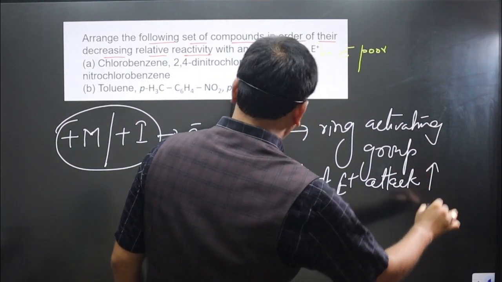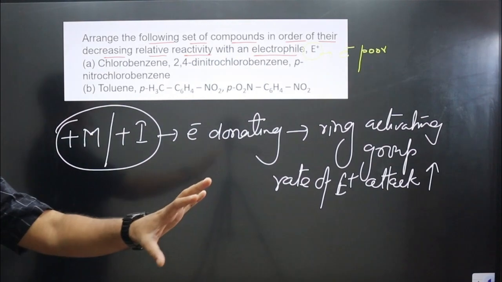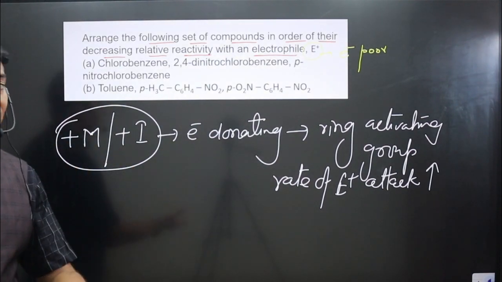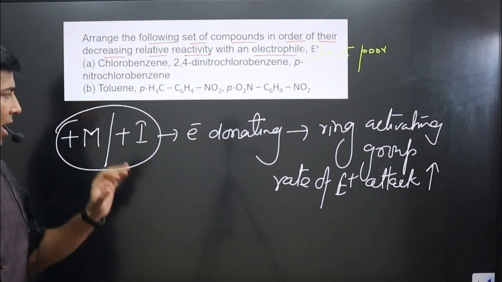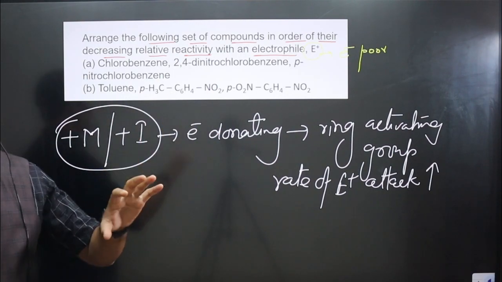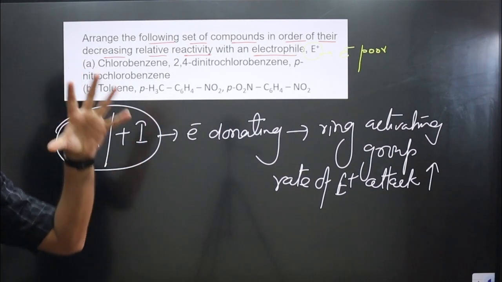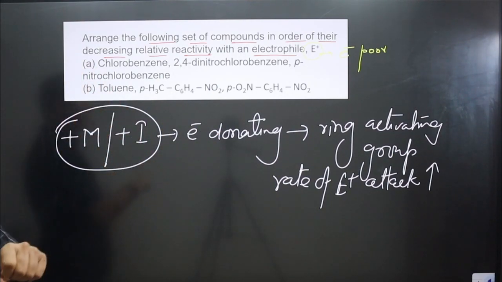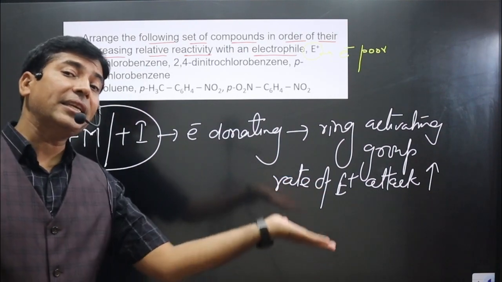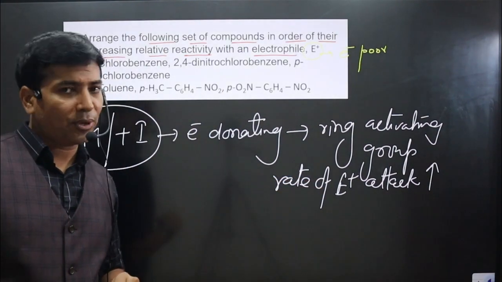Why? Because these groups supply electron density to the benzene ring. Benzene ring already has 6 pi electrons, and they further increase the electron density in the benzene ring. So due to high electron density, the electrophile can easily get attracted towards the benzene ring.